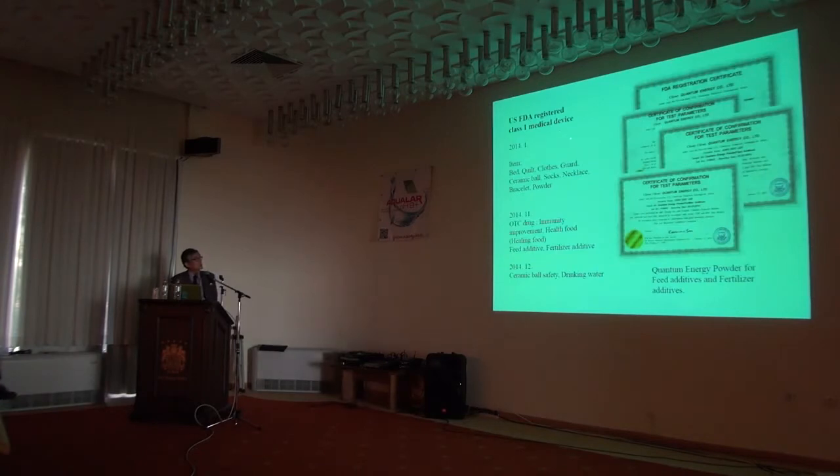And also, this material was registered in the US FDA as a Class 1 medical device in January of last year, for the items: belt, quilt, clothes, guard, ring balls, necklace, bracelet, and powder. In November, it was registered as an OTC drug. OTC means over the counter, so that you can purchase the drug at the drugstore without any prescription of the doctor. It had been described as having a function of immunity improvement, and can be used as health food, feed additive, and fertilizer additive.